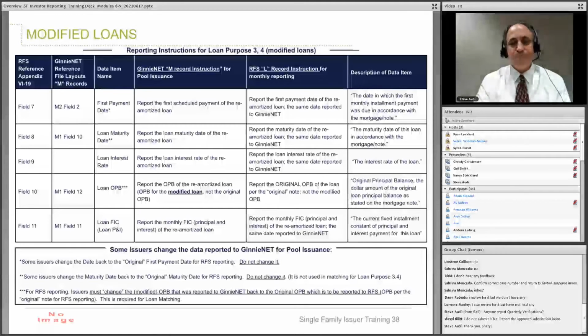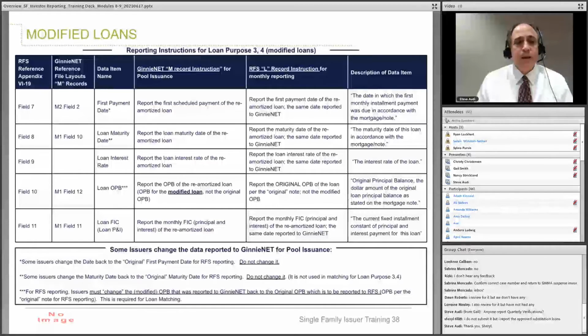Thanks, Gail. All right, now on this topic for modified loans, this refers to only the loans that are loan purpose 3 or 4. These are HAMP loans and non-HAMP loans, the modified HAMP and modified non-HAMP. Okay, so we bring this up in the training so that you're aware of how you're reporting your loan purpose 3 and 4 loans.